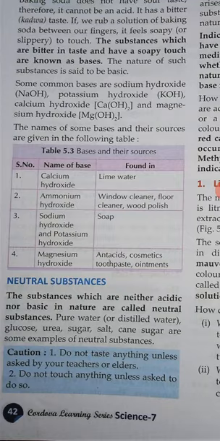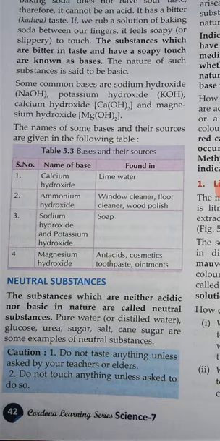About the acid, any substance which tastes sour is an acid, and any substance which tastes bitter is a base. There are some substances which taste neither sour nor bitter. These are actually neutral substances. That means the substances which are neither acidic nor basic in nature are called neutral substances. An example is distilled water, which is a neutral substance.